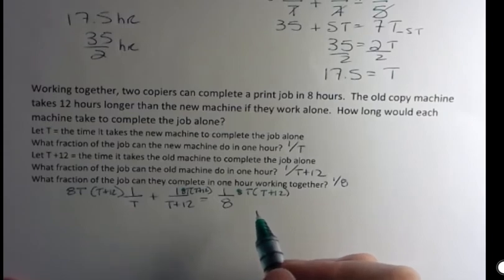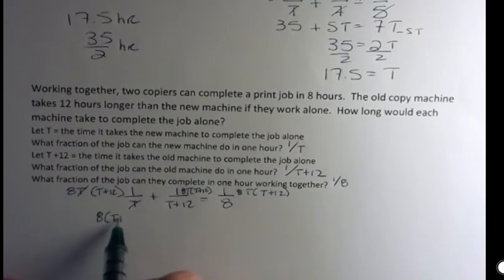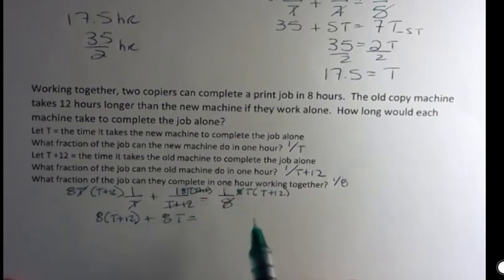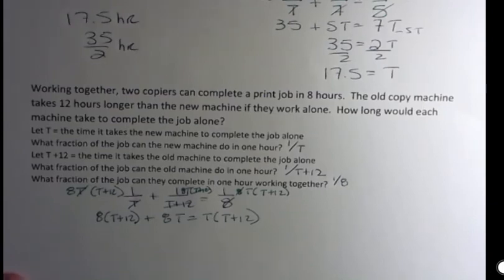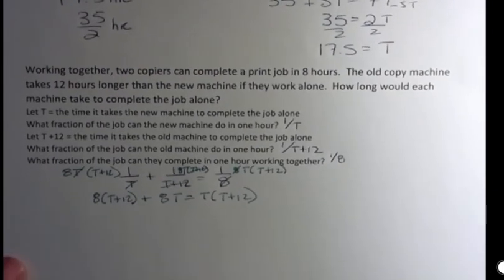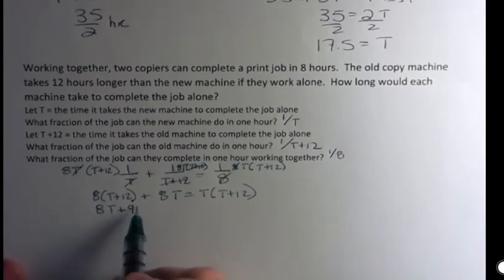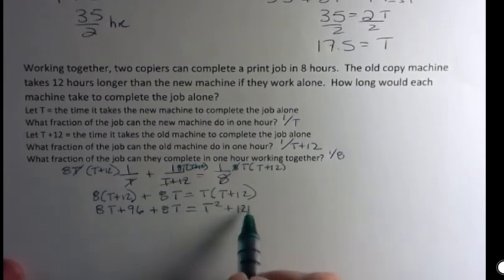And then over here I can see the t's cancel, and I get 8 times t plus 12. Here the t plus 12's cancel, and I get 8t. And here the 8's cancel, and I get t times t plus 12. Okay, so now I'm going to distribute to simplify or solve that. And I'm going to get 8t plus 96 plus 8t is t squared plus 12t.